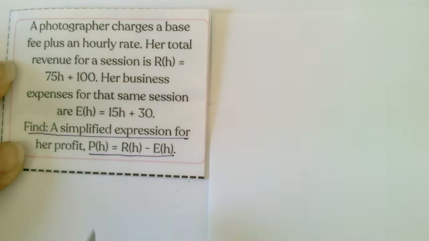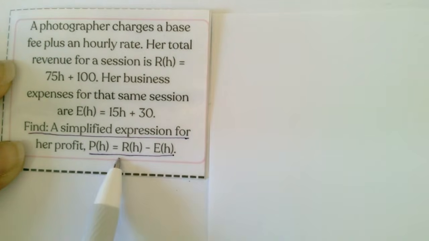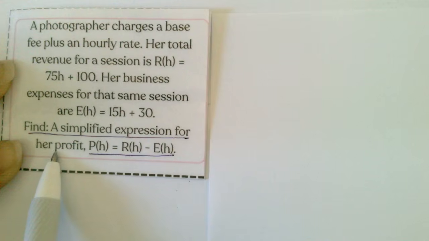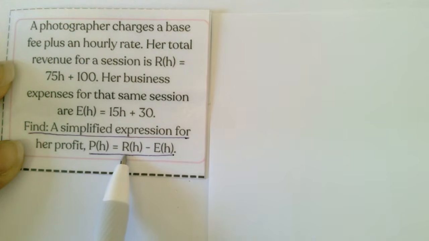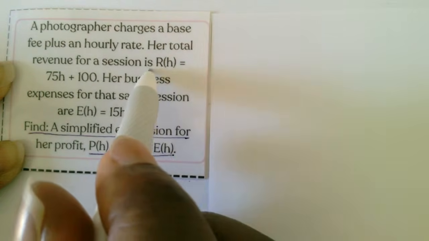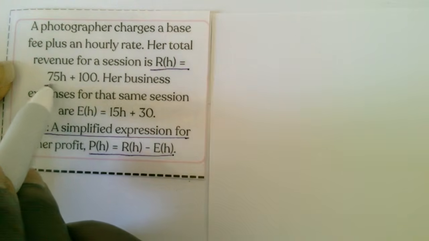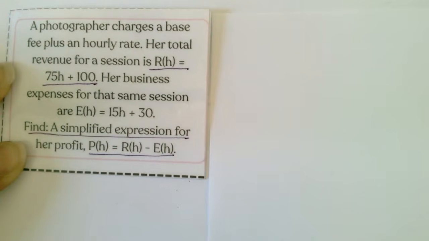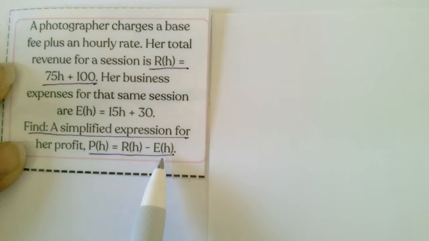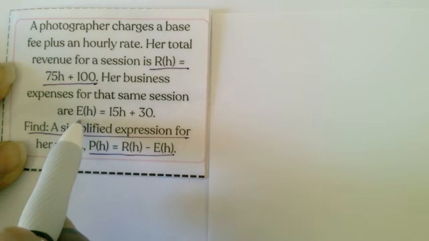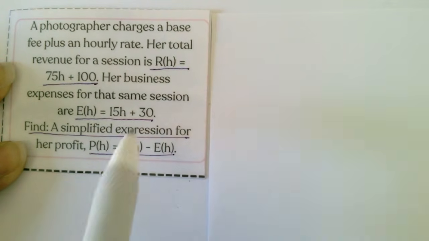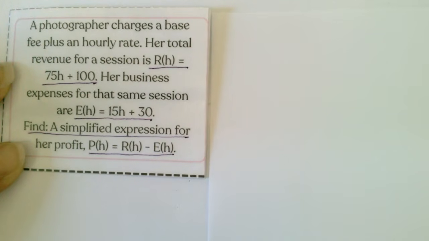So they're saying the P of H equals, so P meaning profit, okay? And they're saying the profit, they're saying the R of H. So R, if I look right here, is my revenue, and they're giving me an equation. Minus the E of H. E of H is their expenses, and they gave us another equation.